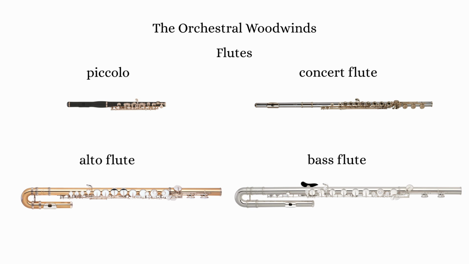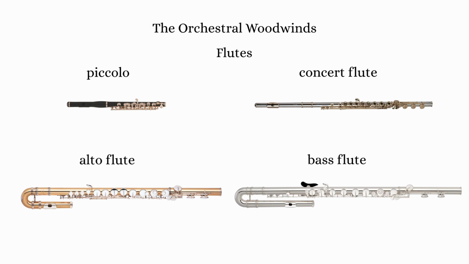Flutes are generally constructed from either wood or metal and vary in size from the piccolo, about 12 inches or 30 centimeters, to the bass flute, about 57 inches or 146 centimeters in length. There are, of course, other types of flutes, including contrabass flute, contralto flute, and even subcontrabass flute.